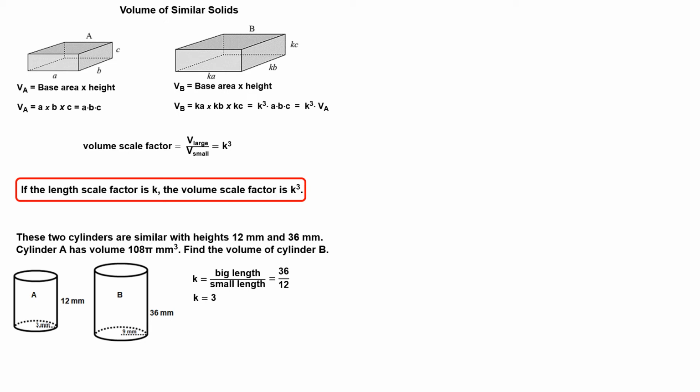The volume scale factor is the volume of cylinder B over the volume of cylinder A, and this ratio is K cubed. Change the values and solve for volume B. It's done.